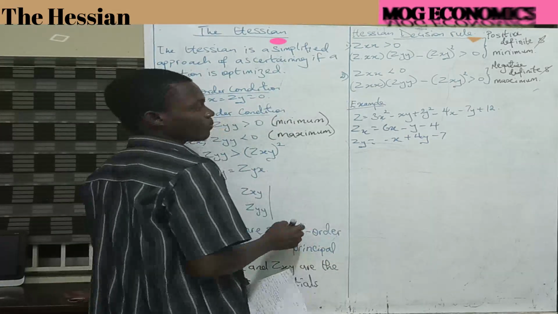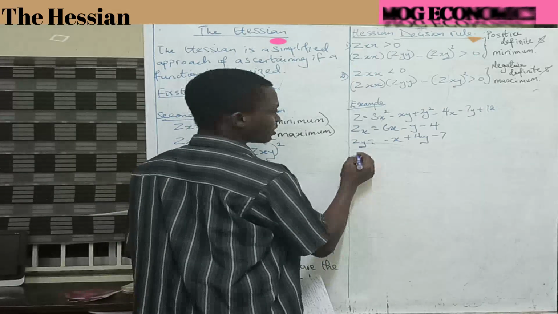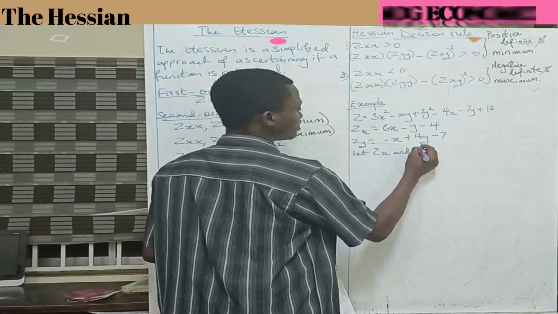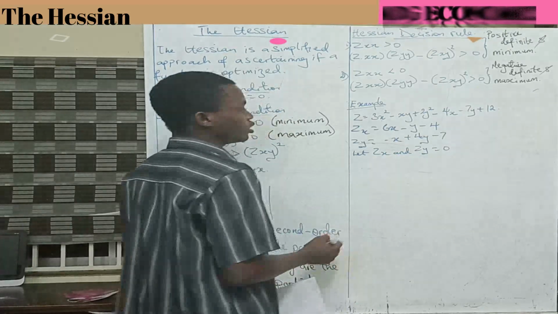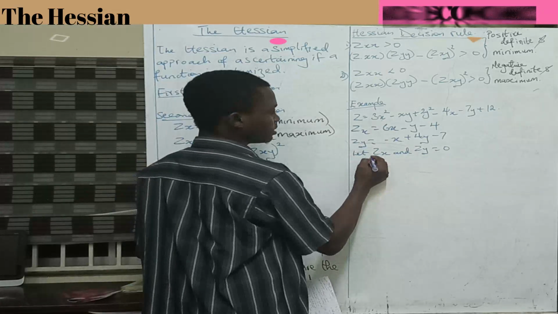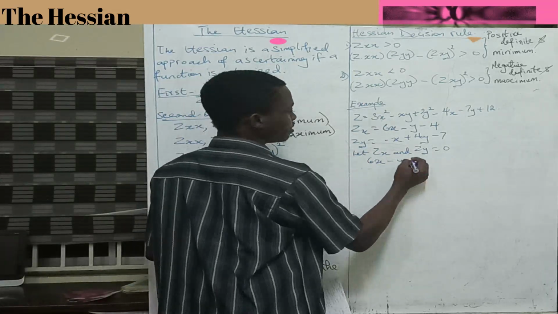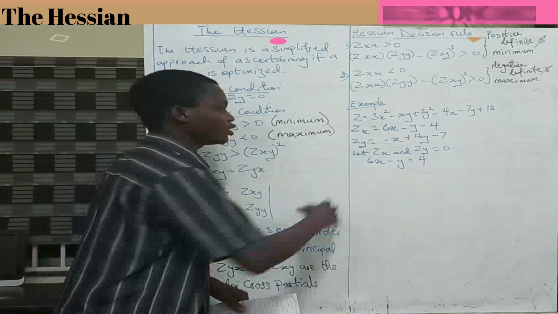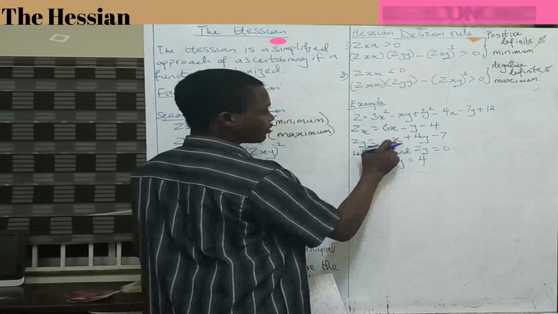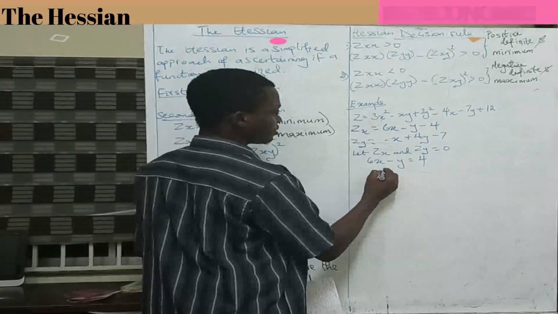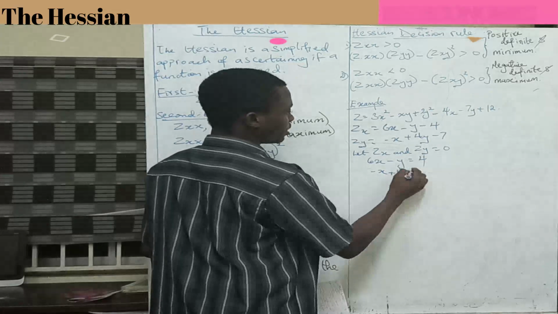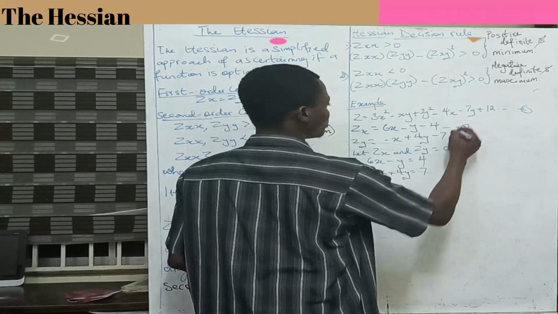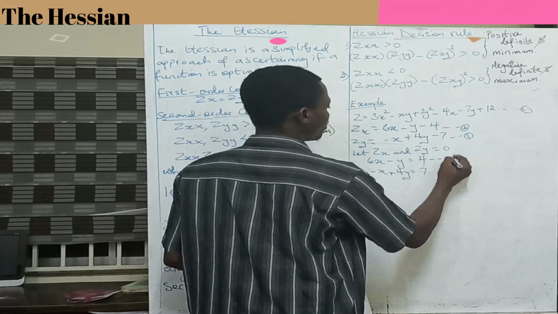All right, so the first condition is that we let Zx and Zy equal 0. So when that happens, this becomes 6x minus y equals 4. Since you are at a higher level, you know how I got this one. Then for this one, we have minus x plus 4y equals 7. Let me name this equation 1, and this one equation 2.